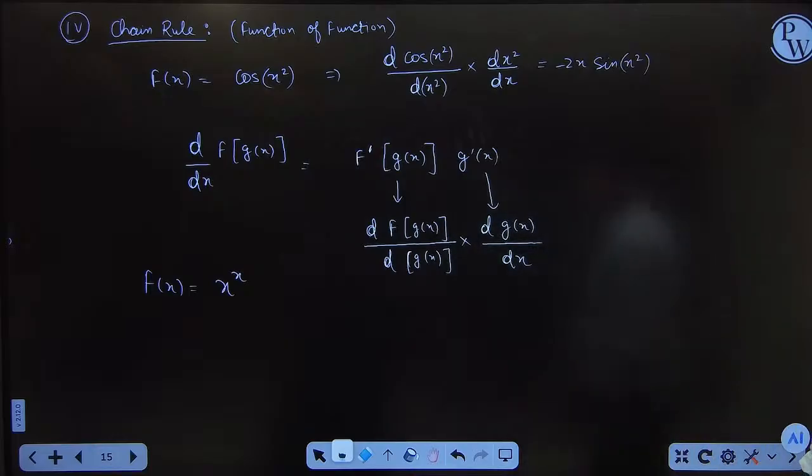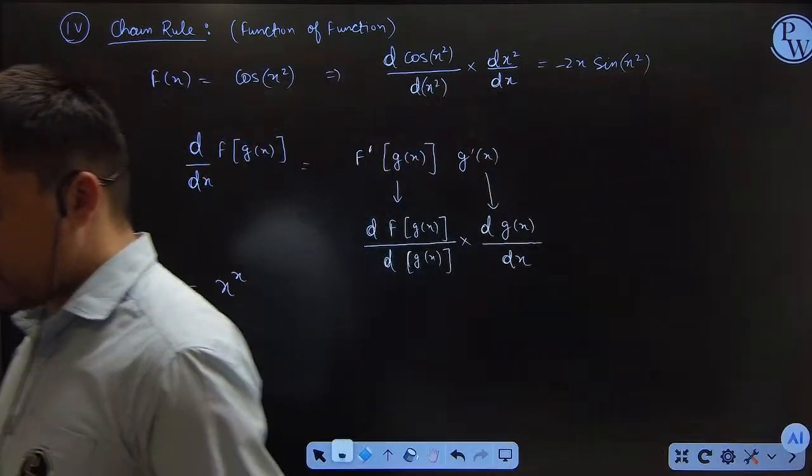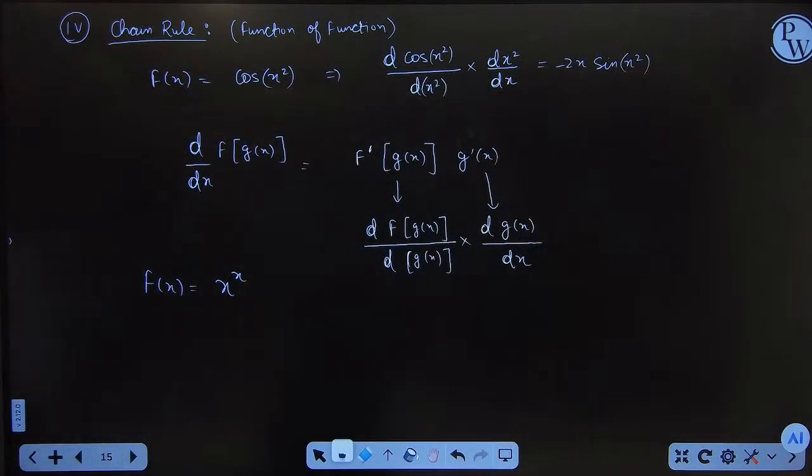Try to differentiate this function. f of x is equal to x power x. Is there a direct formula for this? a power x was there, but a in that case was a constant. Here x is also variable and the power is also variable.